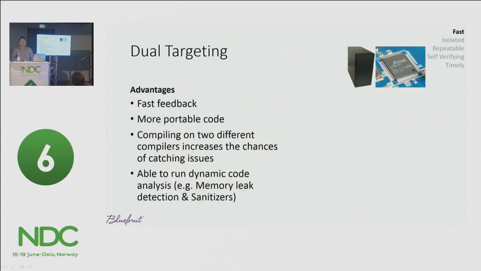So this actually achieves the fast feedback we wanted, and it also has a few other advantages. We still have more portable code. We're now compiling on 2 compilers, so this increases the chances of us catching errors. Quite often our desktop compiler will pick up something different to our embedded compiler. And we're able to run dynamic code analysis. So if we're using dynamic memory allocation, we run the memory leak detection on our development PC. The desktop compiler often provides a much simpler method of doing memory leak detection than our embedded compiler does.